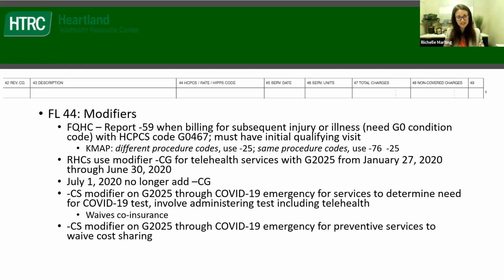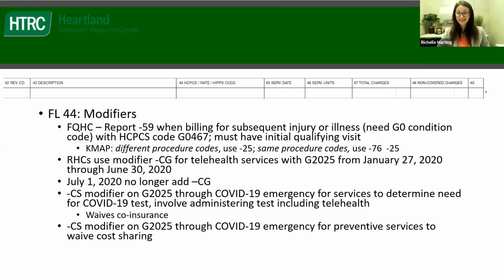If they are the same procedure code, the second encounter is going to get a modifier 25, but also a modifier 76. 25 is a distinct and separate evaluation and management service on the same day as another procedure or service. Modifier 76 is a repeat procedure or service, and so that's why they want you to add 76 if you're billing the exact same procedure code twice in one day for the same patient. Then in combination with the G0 condition code, KMAP knows that you're indicating this benefit is a distinct and separate visit on the same day.